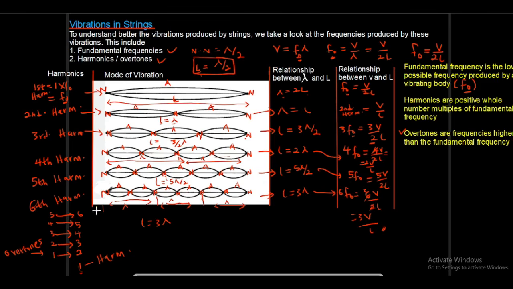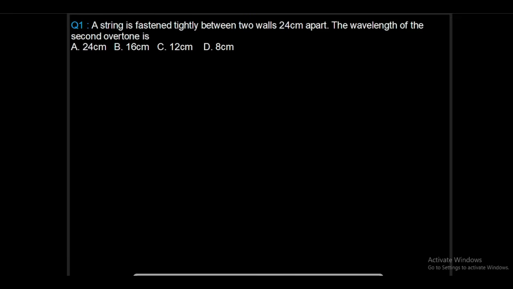Alright, so these are just some of the basic things you need to know under vibrations in string. So with this, we can look at some practice problems, and let's attempt some of them now. Now in this question, they said a string is fastened tightly between two walls 24 cm apart. So let's say we have two walls, and then we have a string in between them, 24 cm apart. It simply means the length of the string is equal to 24 cm.